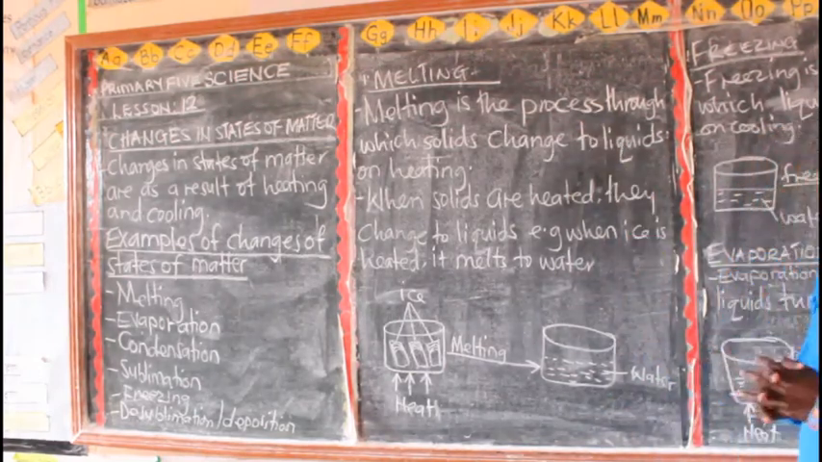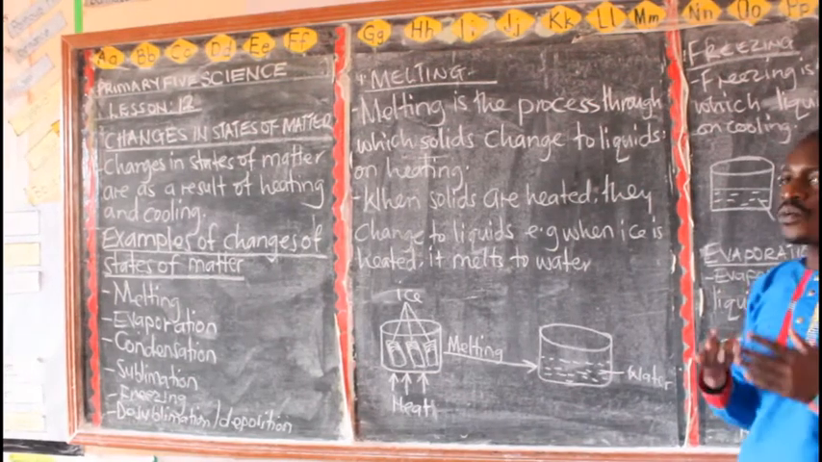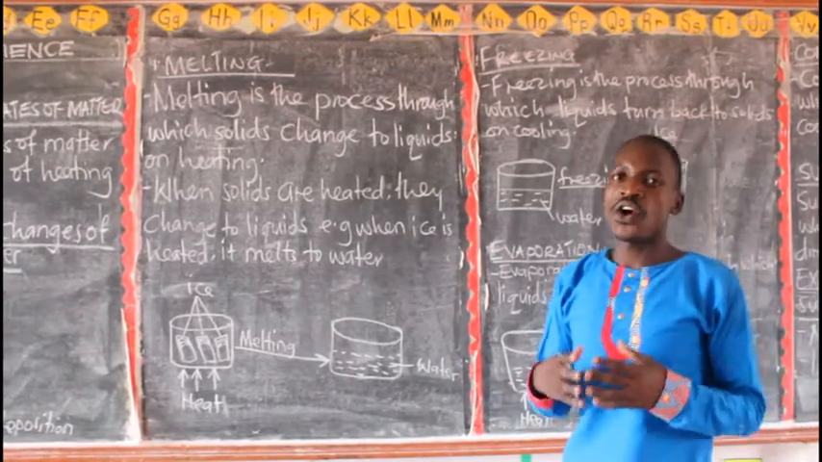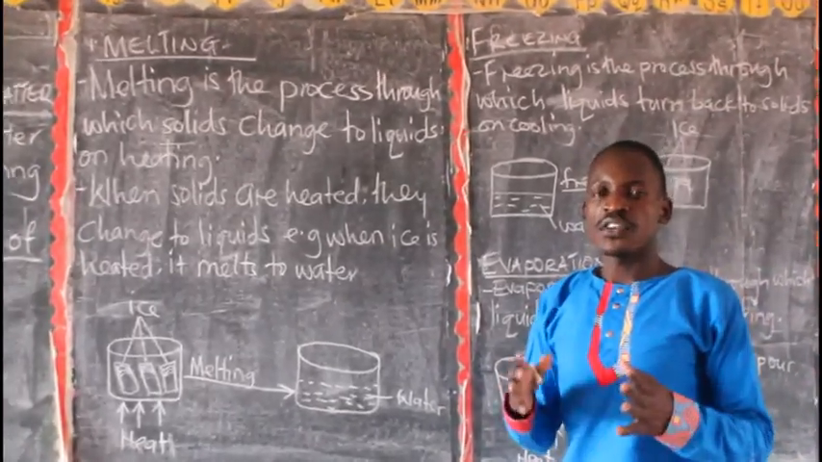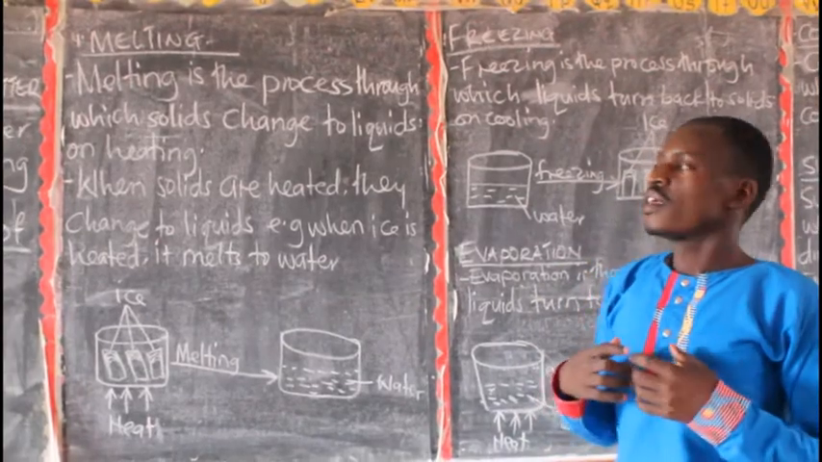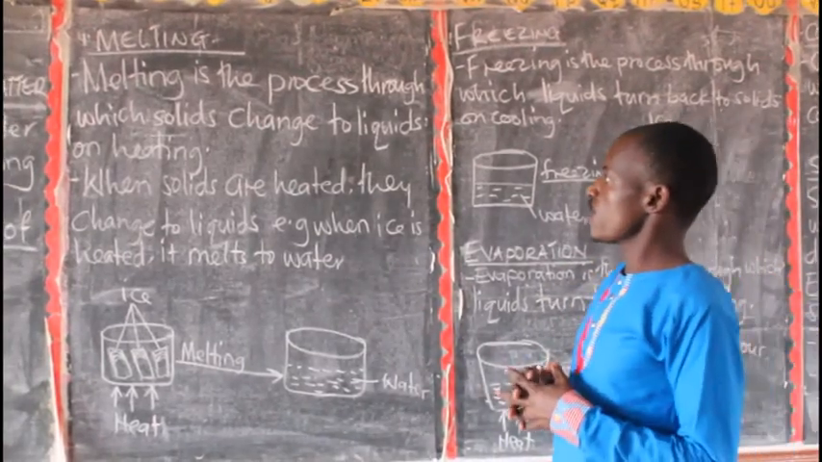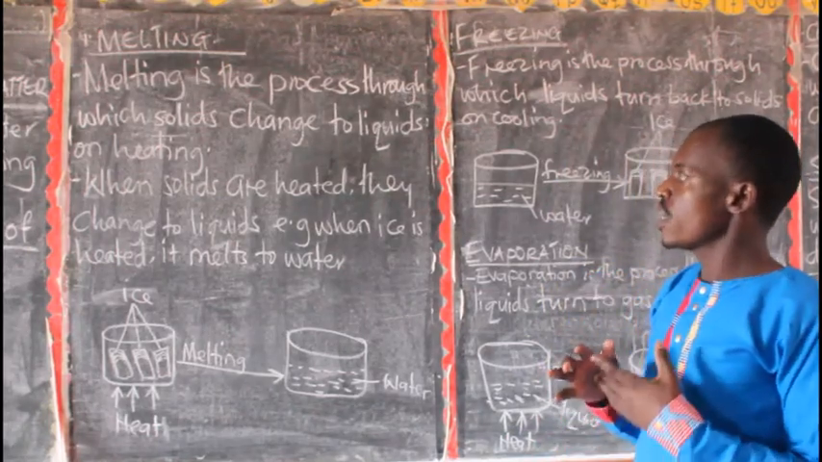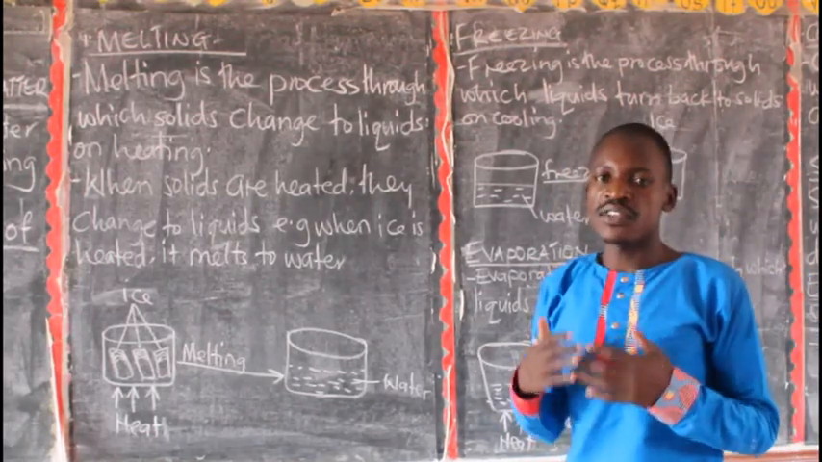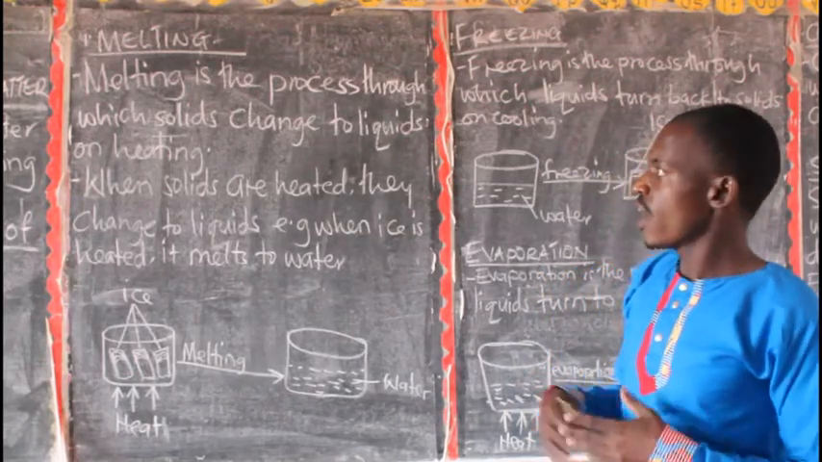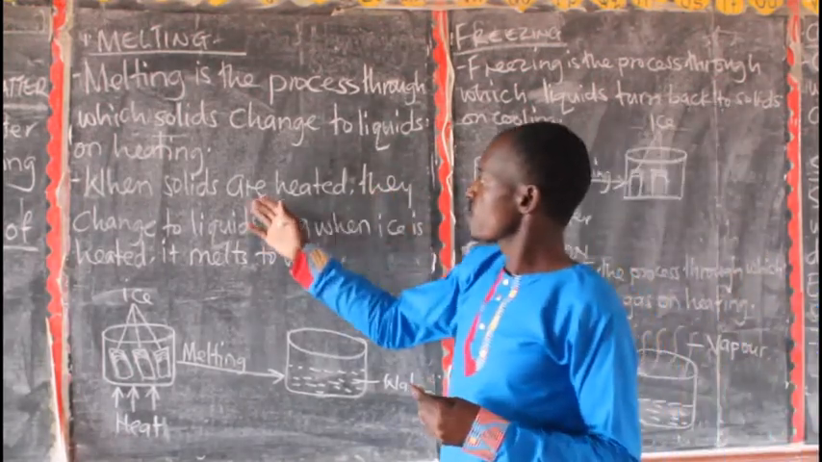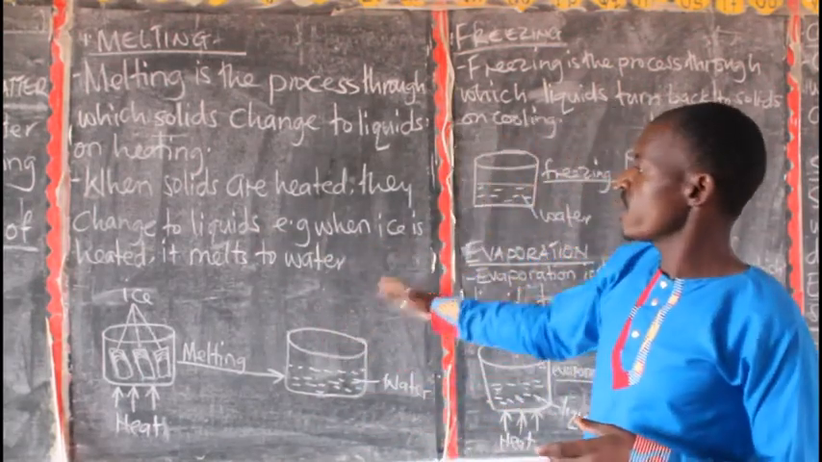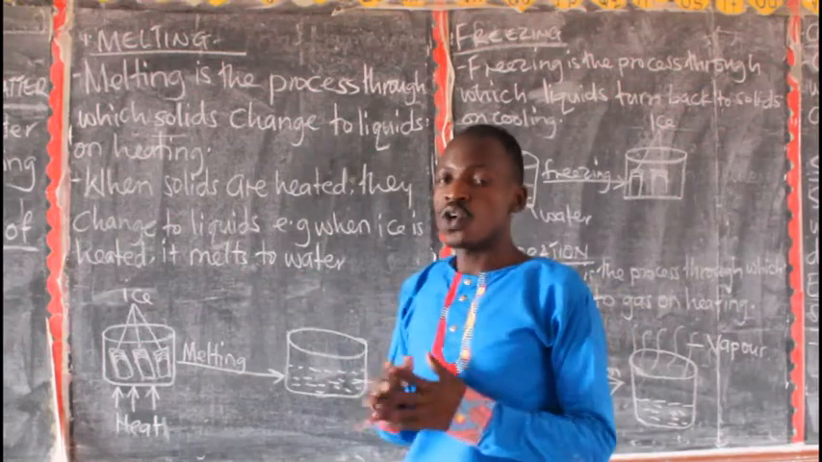When we talk about melting, it's the process through which solids change to liquid on heating. So when you heat a solid and it changes into liquid, it means it has melted. And here we are saying that when solids are heated, they change to liquids. E.g., when ice is heated, it melts to water.